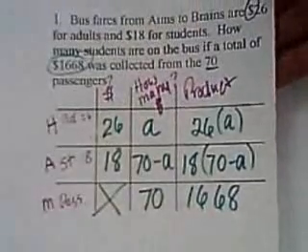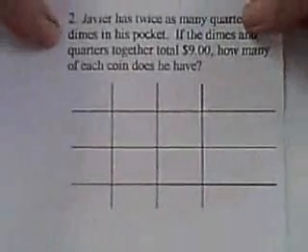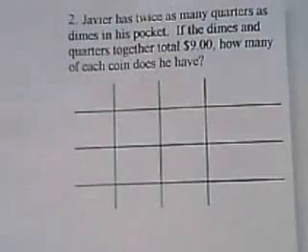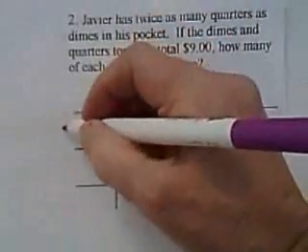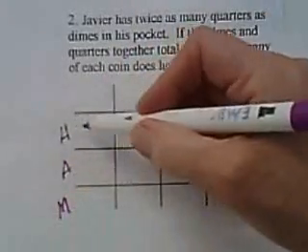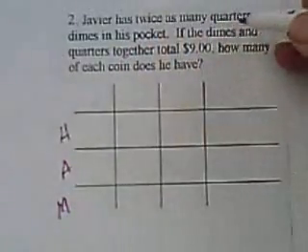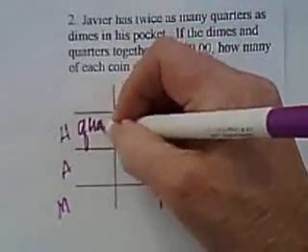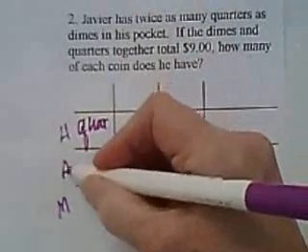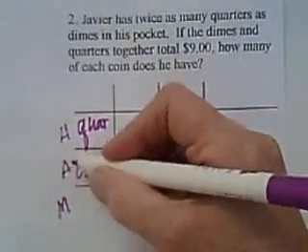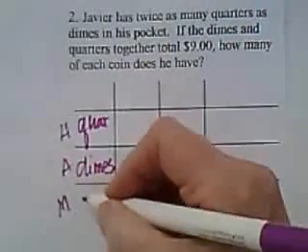Okay, I'm going to give you the second number one that we have here. And this is about Javier having some quarters and dimes. So again, you read through it, and then you look for the HAM. And what does he have? He has quarters, and he's also going to have dimes, and that's going to make a mix on this one.